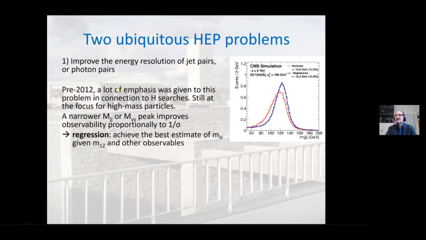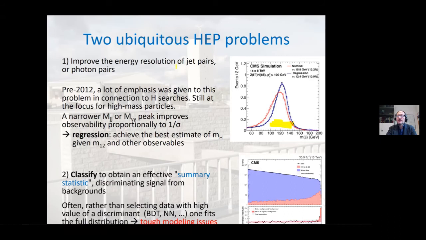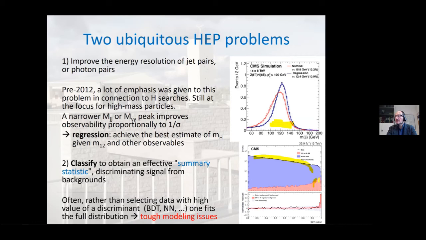So in general, there's this ubiquitous problem of improving the energy resolution of jet pairs, because on this we base much of what we do in LHC physics, for instance, right? We have done it with photons to detect the Higgs boson, but we also do it with b-quark jets, and we can in fact improve the resolution and therefore the observability of a peak in a mass distribution. But we also want to classify. I've given you this example where you find a small signal only if you can really separate it from huge backgrounds.